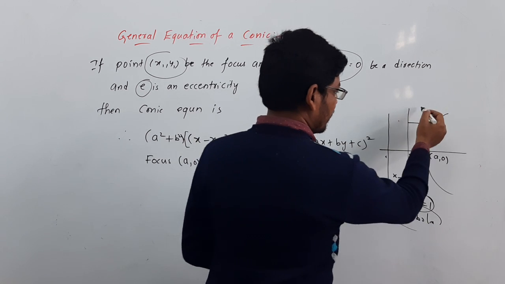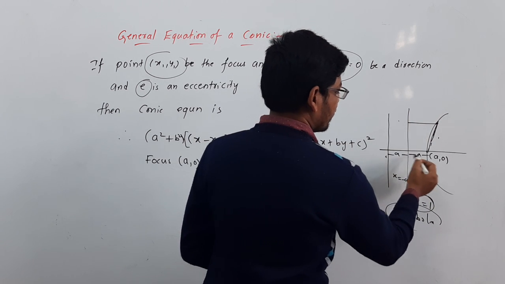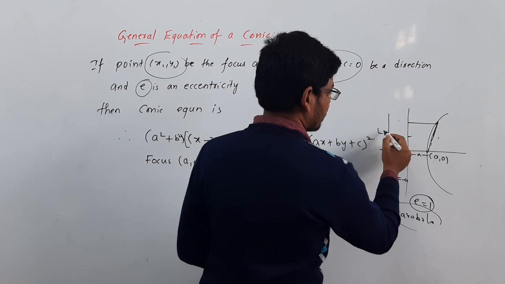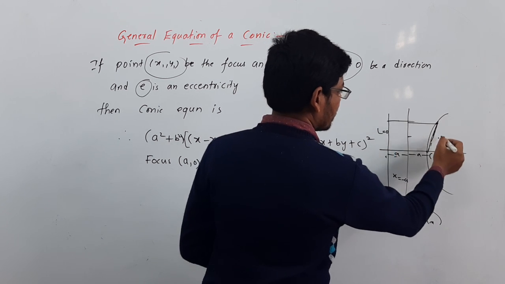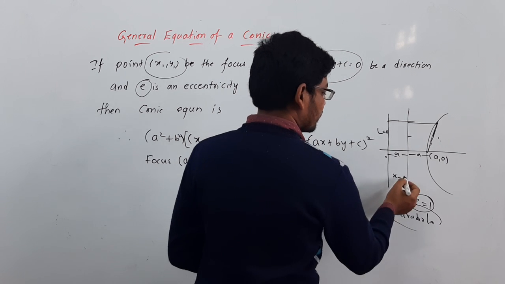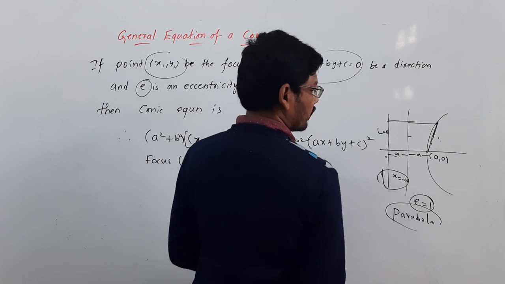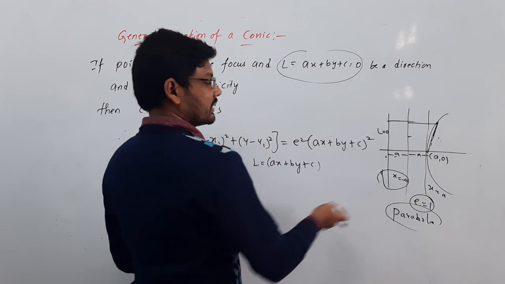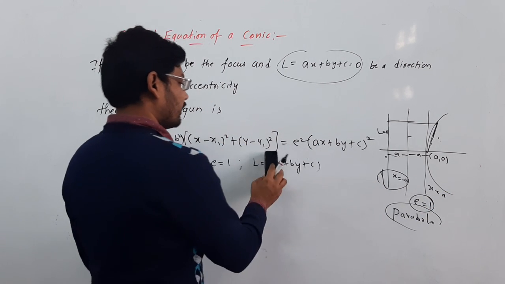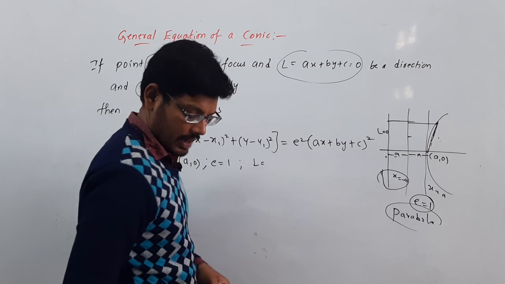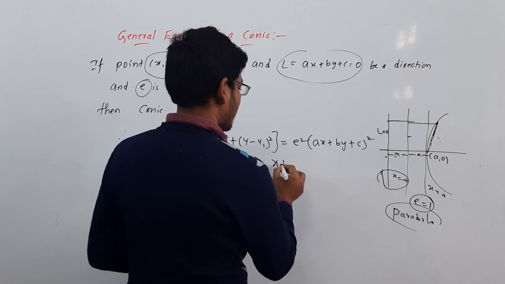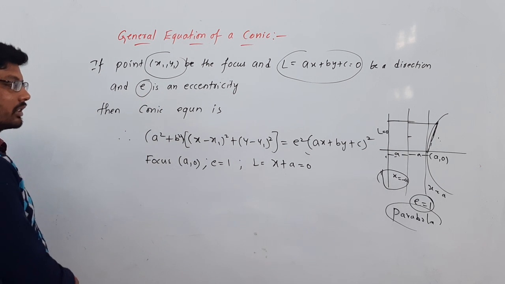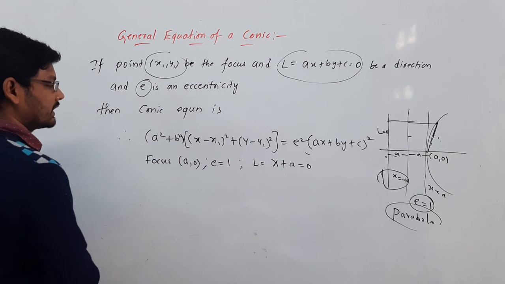So in between we have minus a, this is a, this is the axis, this is L is equal to 0, the directrix, and the eccentricity is equal to 1. The equation of this one is x equal to minus a, and the equation of the focus is x equal to a. This is on the negative side. So L becomes x plus a is equal to 0. Let's substitute all the values in this expression.